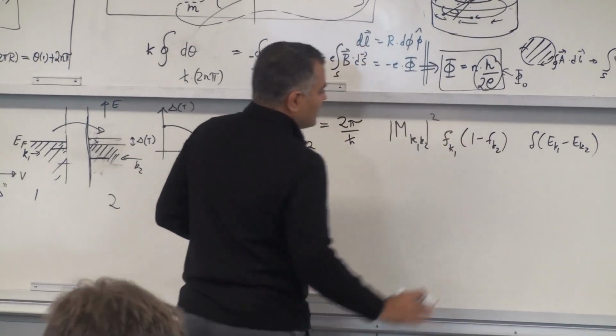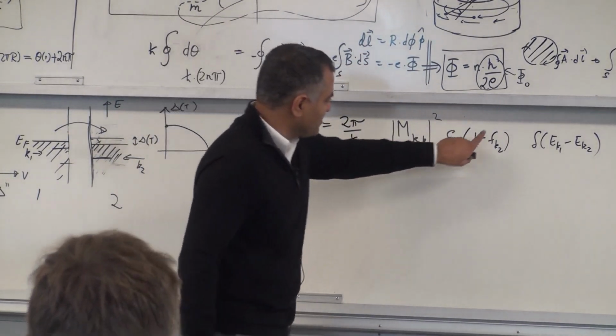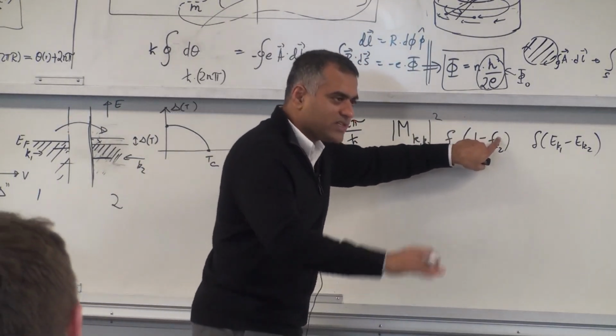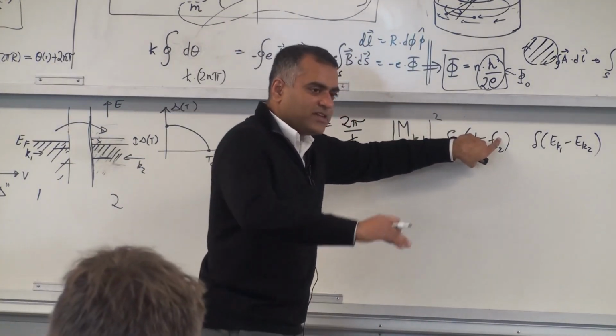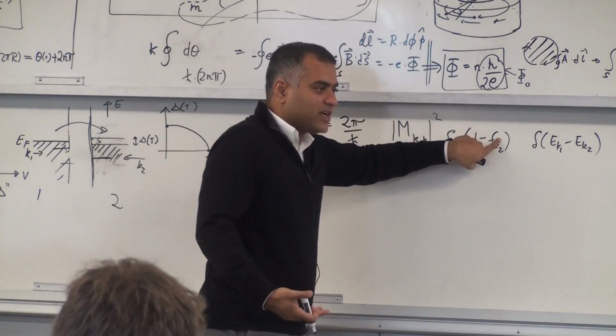Just to be clear, we'll hopefully discuss sometime later, that this is the occupation function, it doesn't have to be Fermi-Dirac. In fact, for Cooper pairs, it is not a Fermi-Dirac distribution.